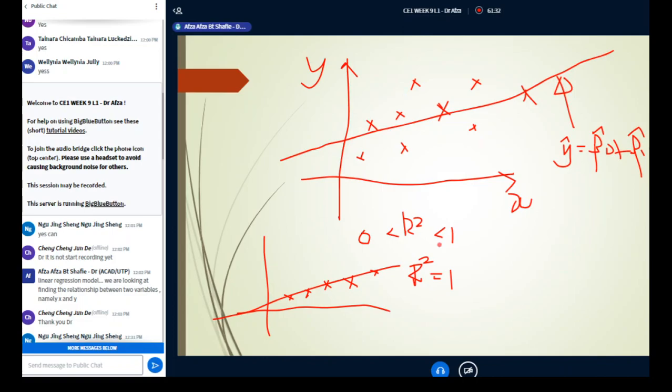Now when your R squared is 0, you have a scatter plot that looks like it is all over the place. For example, if you have a scatter plot that looks like this, your points are everywhere in the world here. It doesn't matter as long as they are everywhere. You cannot figure out any relationship.